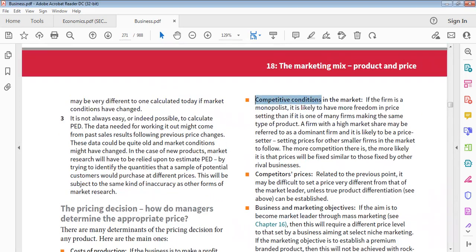You need to consider the competitive condition, right? Competitive condition means how is the competition there? For example, if the competition is very high, you cannot charge a high price. Basically, you have to charge almost the same price as your competitors, not very high. This is because in a competitive market, if you charge a high price, you're not going to get customers. The customers are going to go to the other firms, right? So that's why you need to set a price that is very similar to the competitor's price.